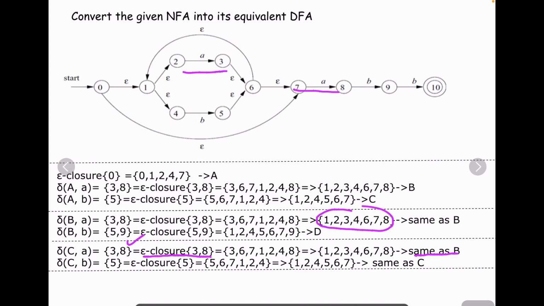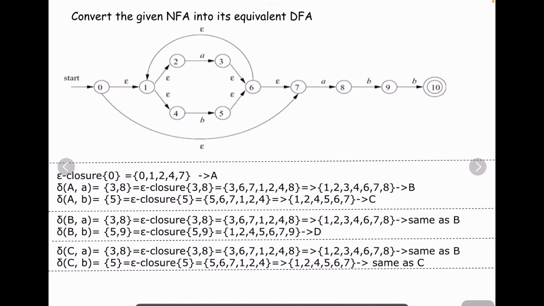Then the e-closure of C comma B. C comma B is 5, right? There is only one transition. 4 exists in the set C. Delta of 4 on B will go to 5. So 5 will get the e-closure. The e-closure of 5 is already computed. It is 1 2 4 5 6 7, which is similar to C.